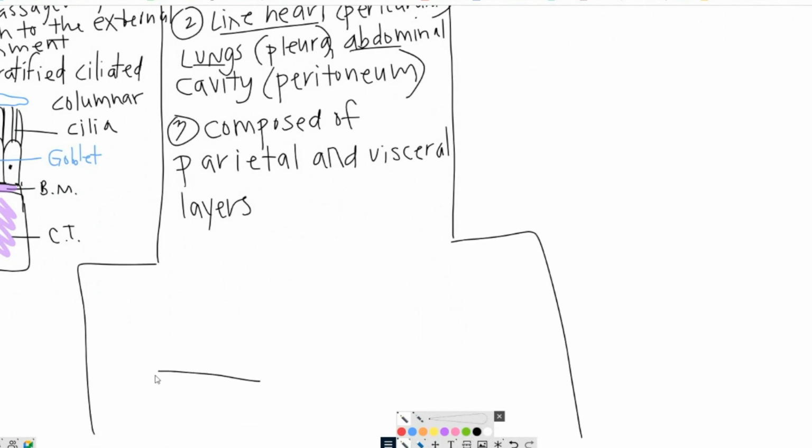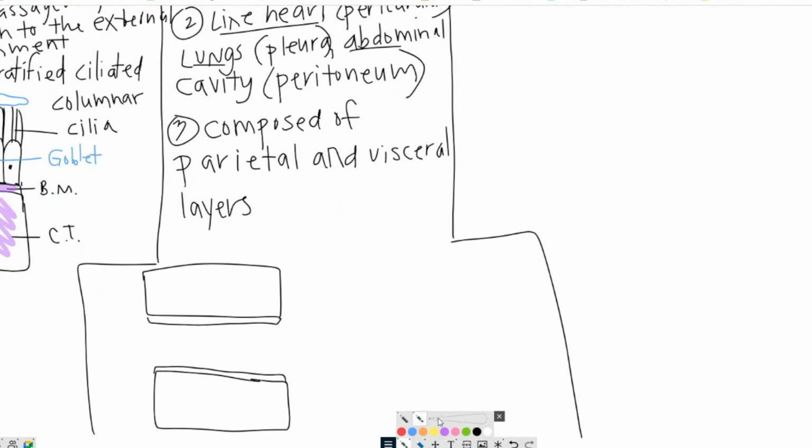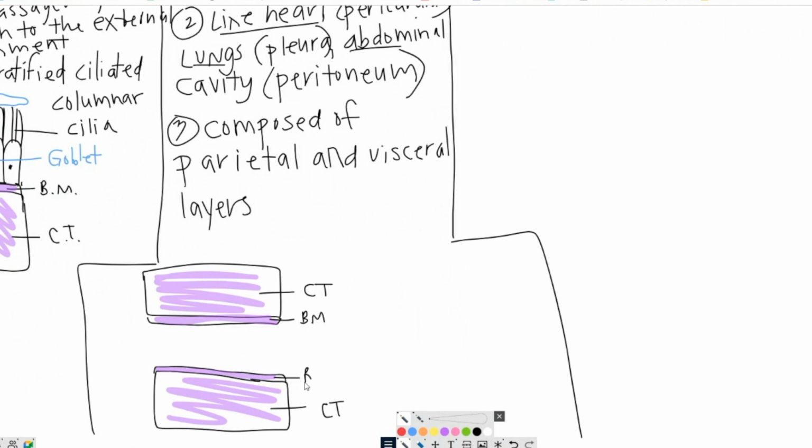We're going to have one layer of connective tissue and a basement membrane, and then we're going to have another layer of connective tissue and a basement membrane. And that one is going to be situated on top of the other one. This is going to look very different from anything we've drawn before. So that's our connective tissue, and that's our connective tissue. And then this is our basement membrane. So let's label them so we understand where we are. Connective tissue, basement membrane, and basement membrane.